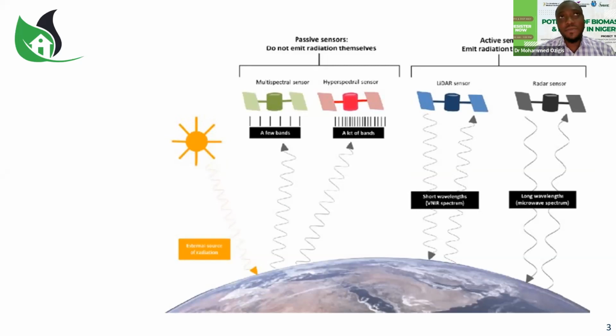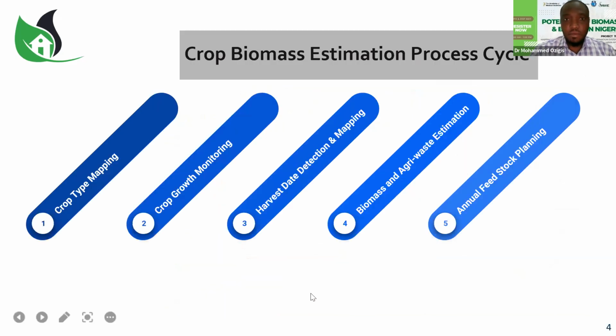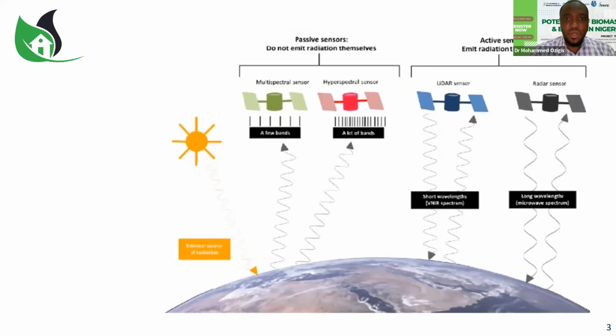When they revolve around the Earth, they acquire satellite images through a process called reflectance. Essentially, the satellite sensor in orbit gathers information about the surface reflectance of features on the Earth. Energy is beamed from the sun to the Earth, and that reflected energy is what the satellite sensor uses to generate satellite images.